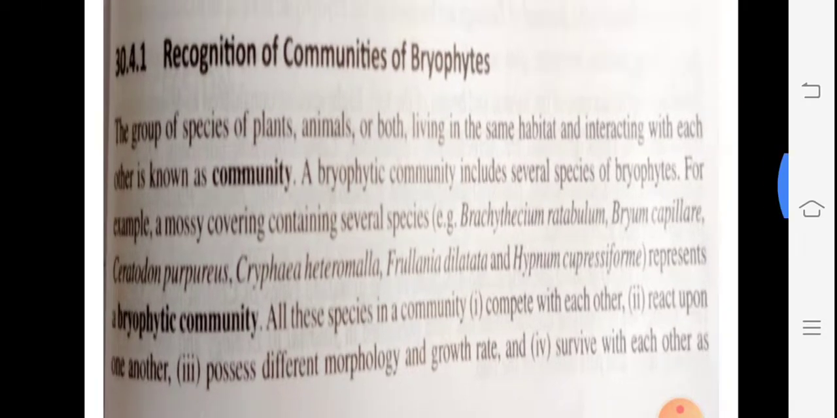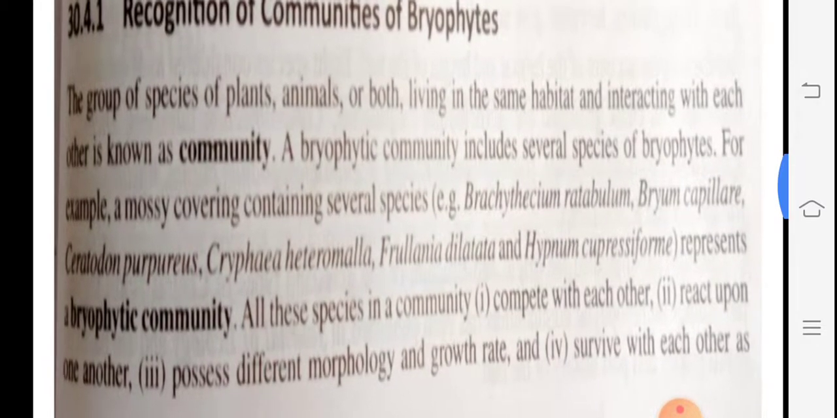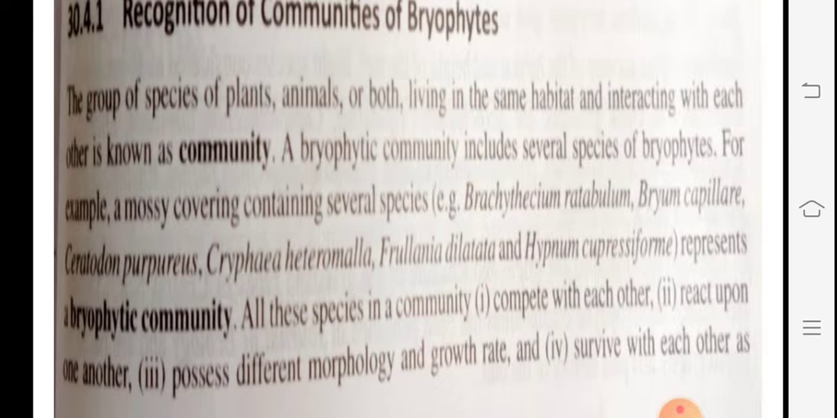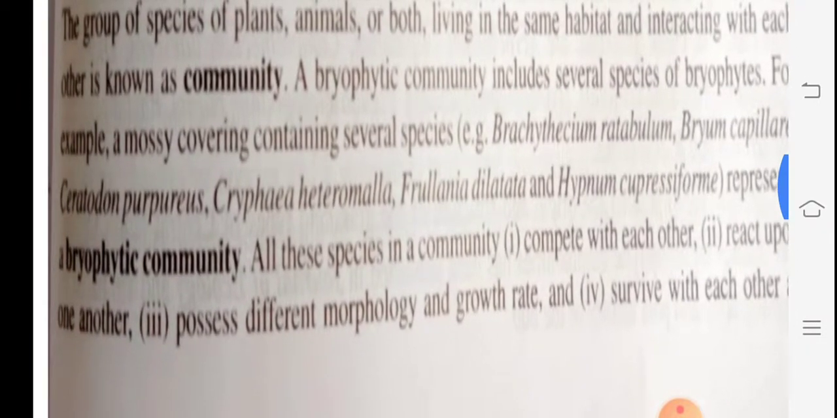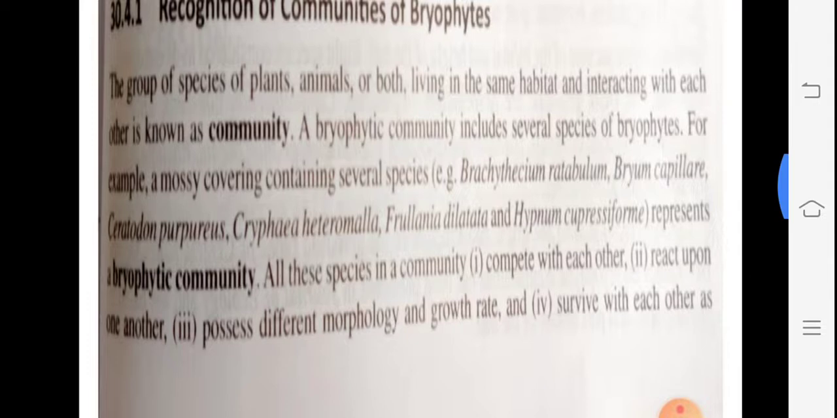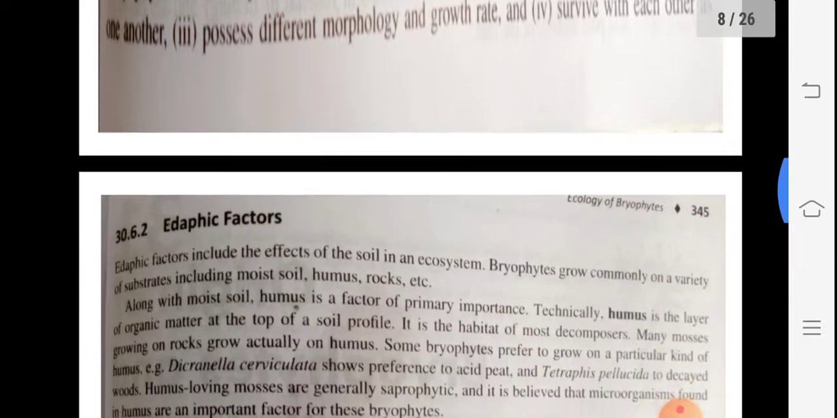They develop in a community. Different species, for example Brachythecium, Bryum capillare, Ceratodon, and Syntrichia, these are mosses. Then Frullania is a leafy hepatic, and Hypnum is a moss. All of them show a specific type of community containing special species. In bryophytic communities, the species compete with each other, react on one another, possess different morphology and growth rates, and survive with each other. So these are the four important characters.